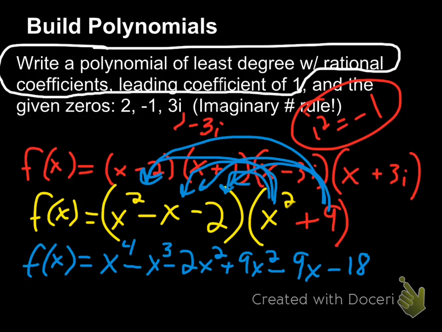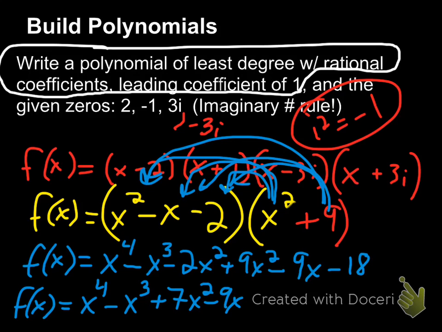Good. Cool. A little bit of section 3 review, or 2, or whatever it was. So when I simplify this, I will get down to f of x equals x to the fourth. Do I have any cubics to combine? Any x cubed terms that I can combine? Nope. Minus x cubed. How about x squared terms? If I combine like terms on the x squared terms, I should get 7x squared. 7x squared minus 9x minus 18.